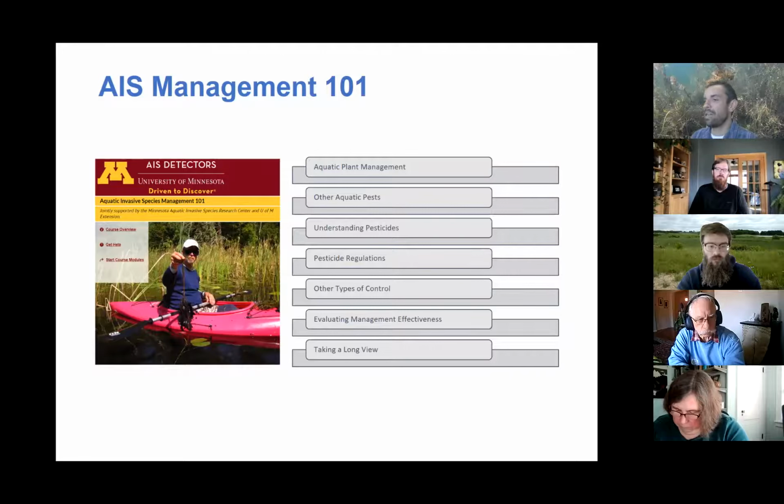And so we're trying to provide a foundation for these folks to understand some of the basics around aquatic plant management, pesticides, how they work, how they're regulated, ways in which management effectiveness can be evaluated, and ways to set realistic long-term goals.